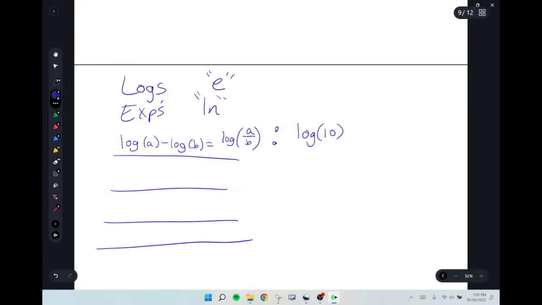But 2's not right either. No, you're right. You get 2 over 10. Log of 10 minus log of 100 equals, and then you'd use that formula and probably get log of 10 over 100, which is a log of 1 over 10, which is -1.